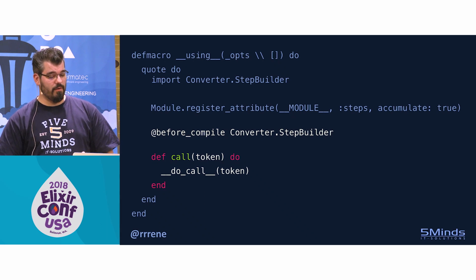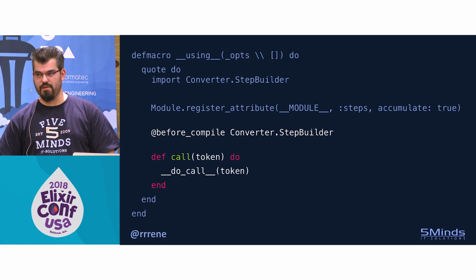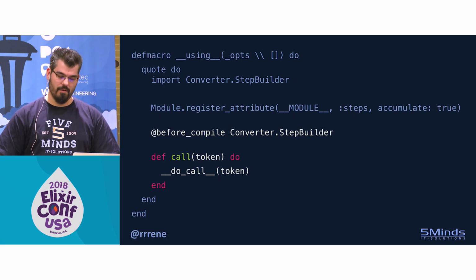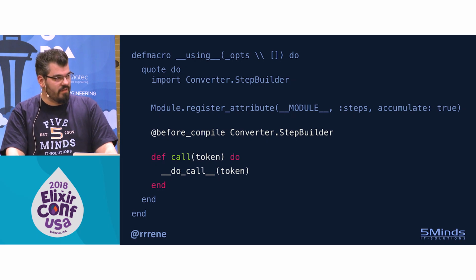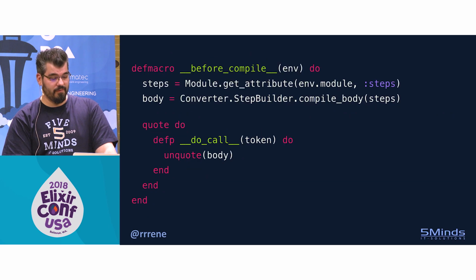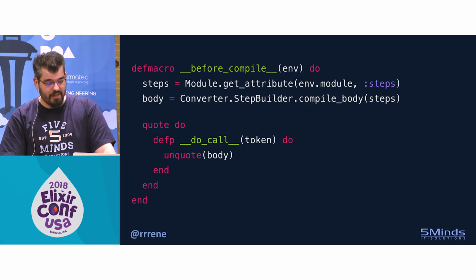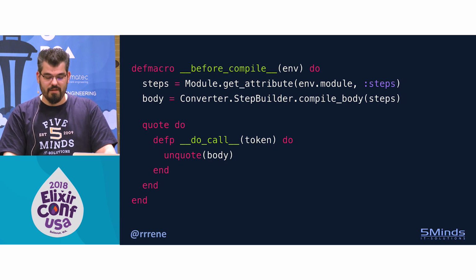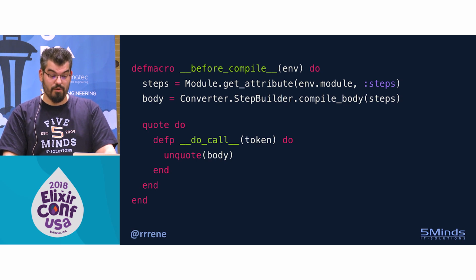And as you can see here, our call function calls another function called doCall. And that function does not exist yet. We will generate it using the callback we register with the before compile module attribute. The before compile callback is called, you probably guessed it, before Elixir compiles the module.